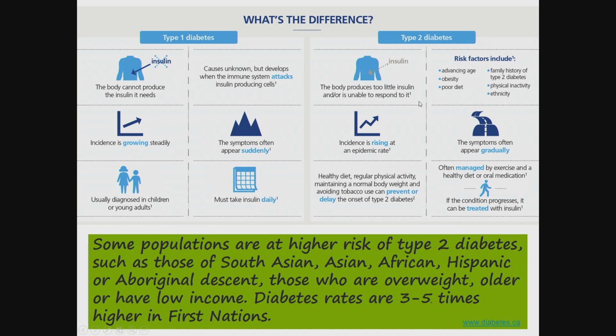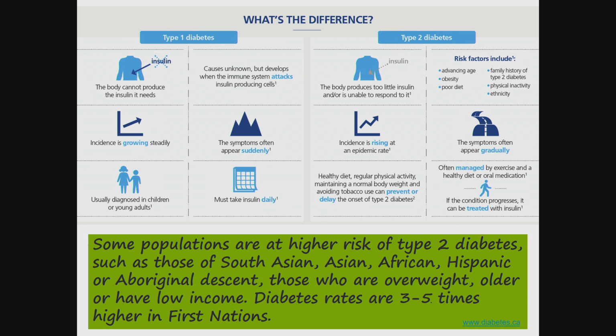Type 2 diabetes is when the body produces too little insulin or is unable to respond to it. The incidence is rising at an epidemic rate. Healthy diet, regular physical activity, maintaining a normal body weight, and avoiding tobacco use can prevent or delay the onset of type 2 diabetes. Risk factors include advancing age, obesity, poor diet, family history of type 2 diabetes, physical inactivity, and ethnicity. Some populations are at higher risk, such as those of South Asian, African, Hispanic, or Aboriginal descent, those who are overweight, older, or have low income.